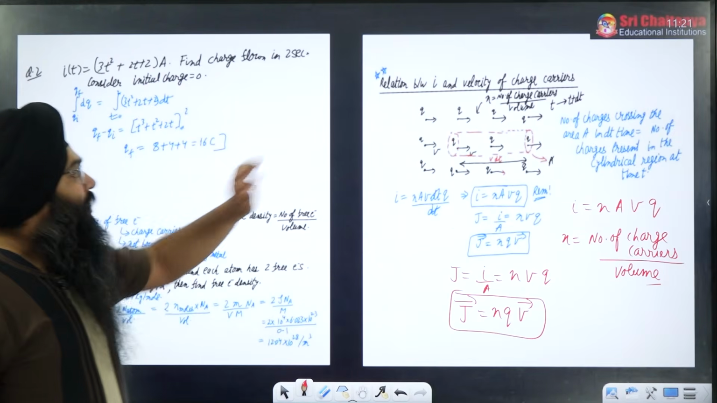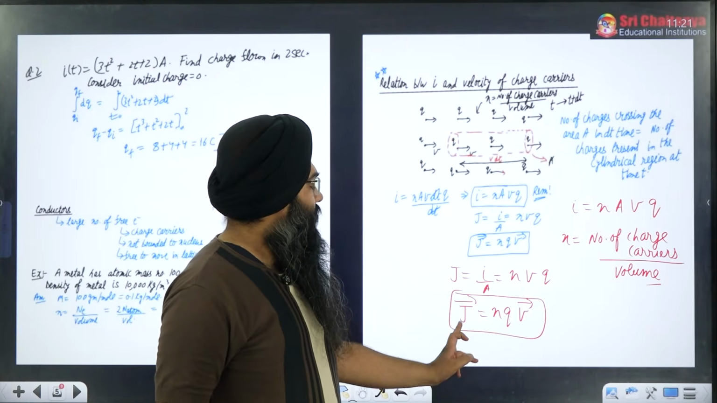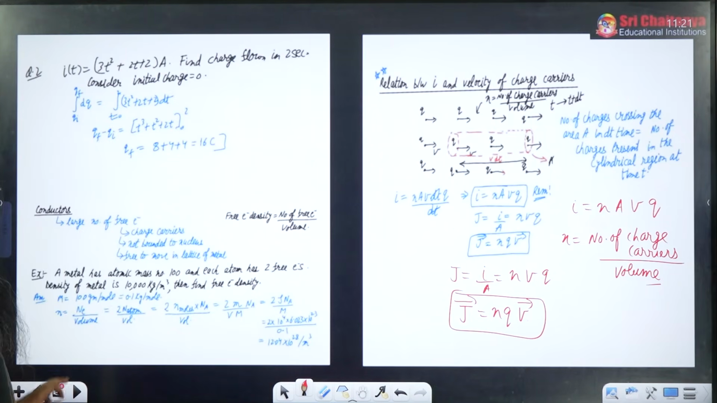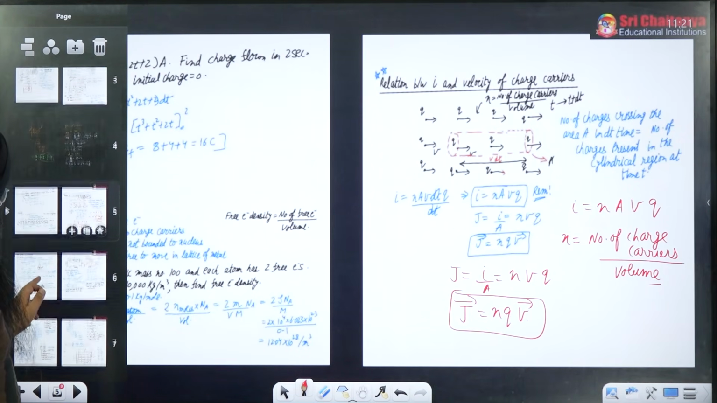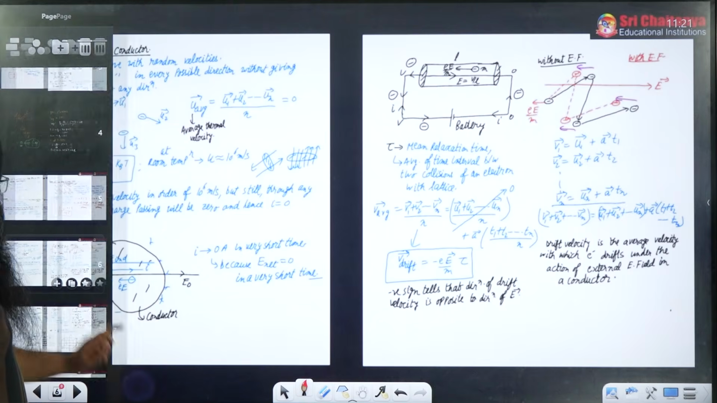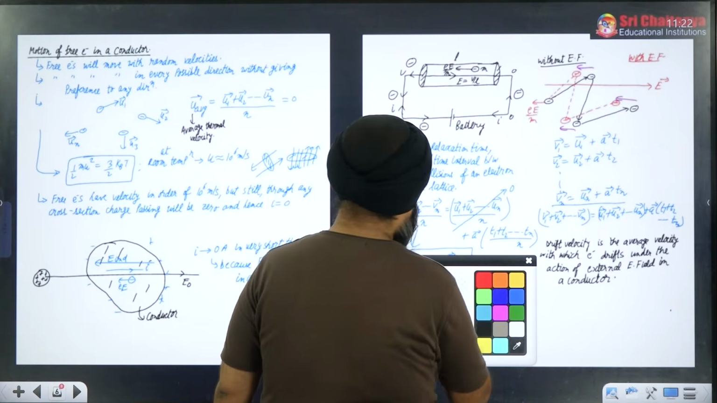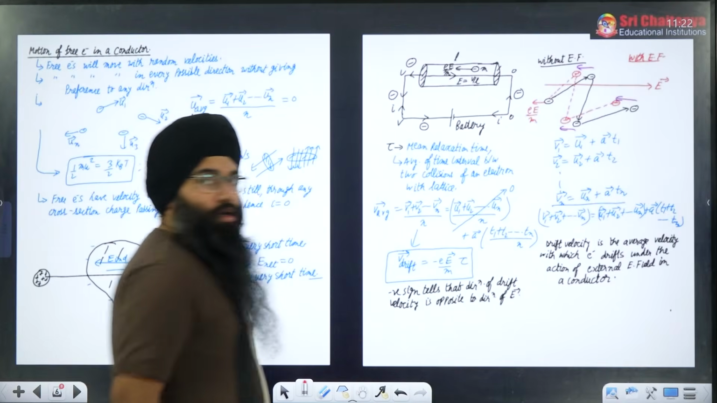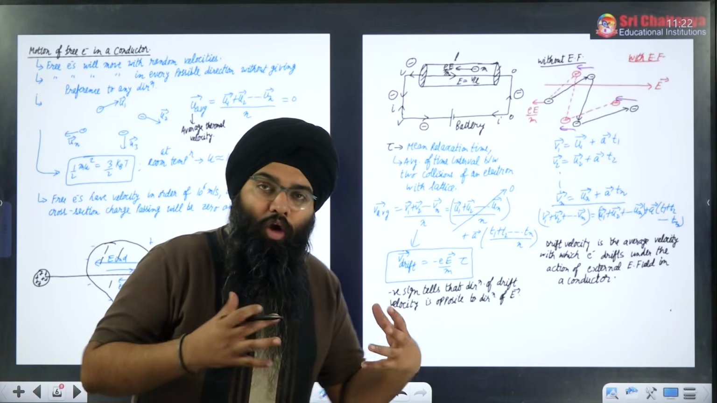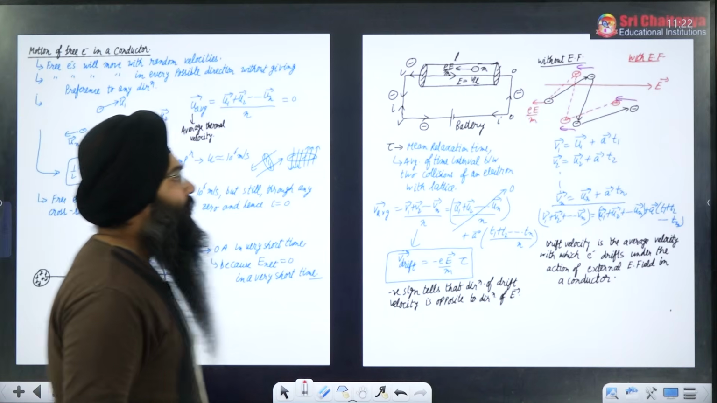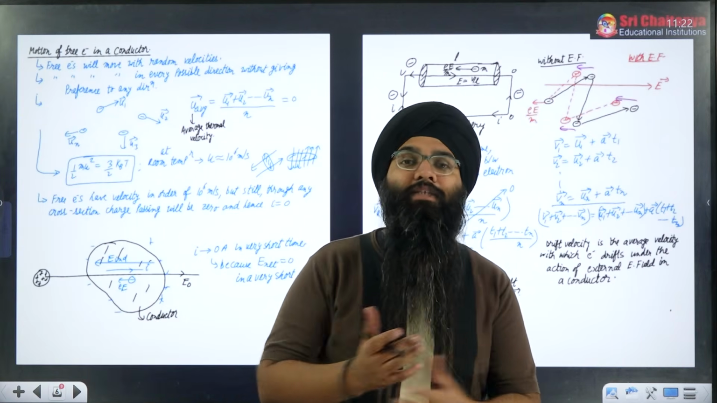This is the relation between current and velocity, and the relation between current density and velocity of charge carriers. Let's move to the next concept. The next concept is motion of free electrons in a conductor. What actually happens whenever there is a conductor, and how are the free electrons moving in it? Very simple to understand, and from here you will get the concept of drift velocity.